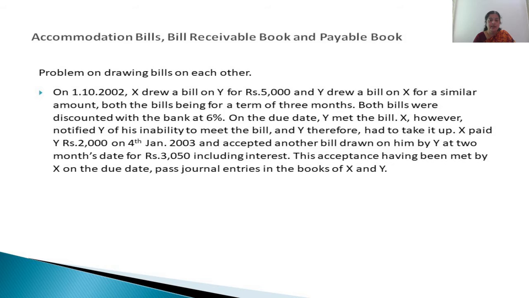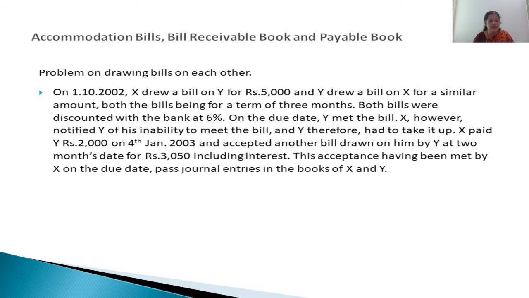Y had discounted with his banker, and Y's banker, when it has been presented to X, X told, I am unable to pay the amount of the bill, and Y, what he did is, therefore had to take it up. He had to take up the responsibility of that bill. And next, X paid Y rupees 2000. Then X told, see, I am not able to honor your bill when it is presented to me by your banker, and he told like, I'll pay you 2000, and he paid.